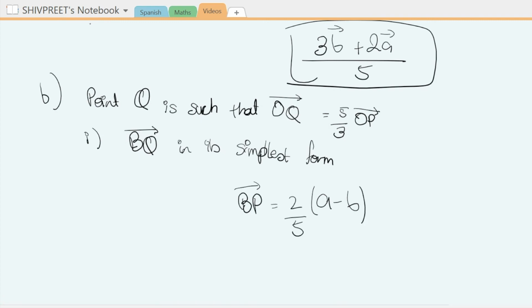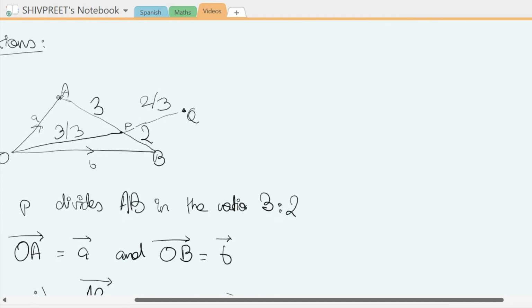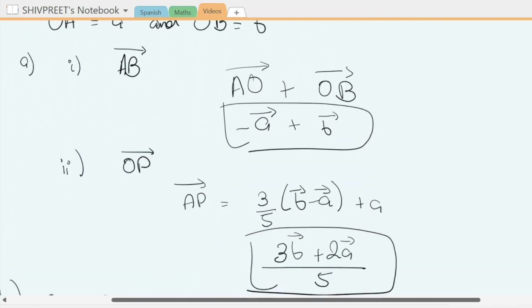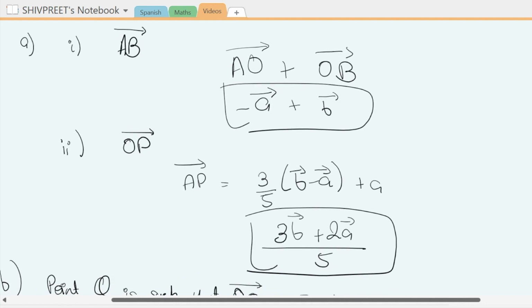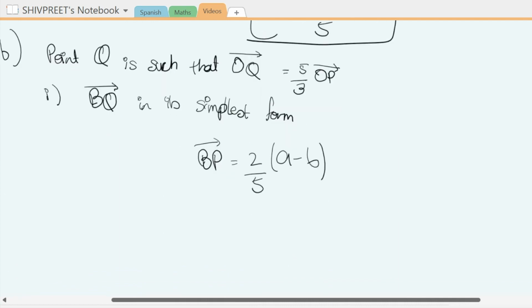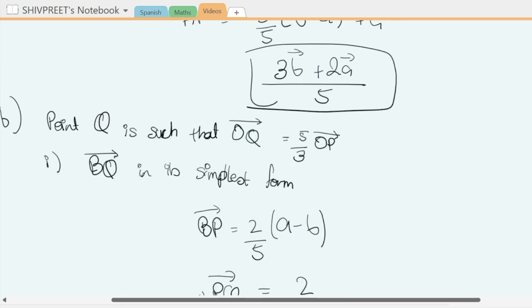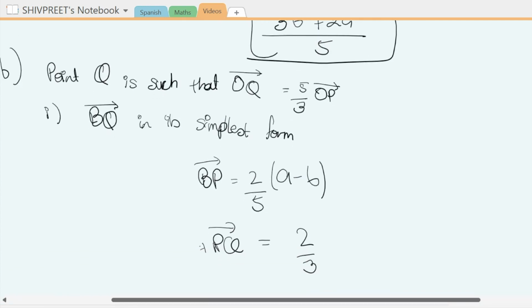Okay. Now for PQ, all we need is, okay, so we know OP is 3/5 of OQ. So PQ will be 2/3 of OP. So PQ would be 2/3 of (3B plus 2A) by 5.